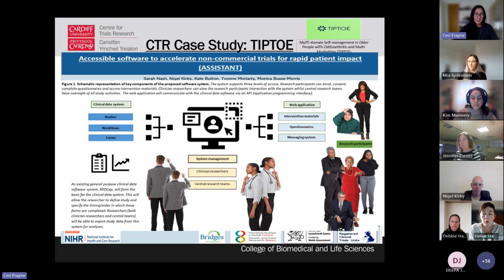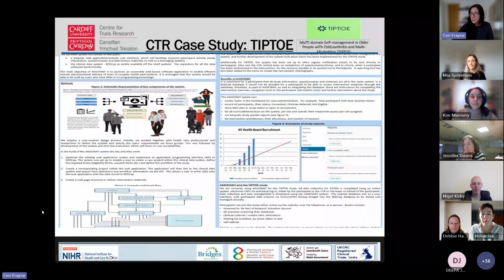So the first database case study is Tiptoe, which will be summarised in a very short video by CTR data manager Ceri Nash. So Tiptoe is a living well support package for people 65 or over with knee and/or hip joint pain and long-term conditions. And the trial implemented a user-centred design process to support 3 levels of access in a decentralised trial. So hopefully now you'll hear from Sarah.